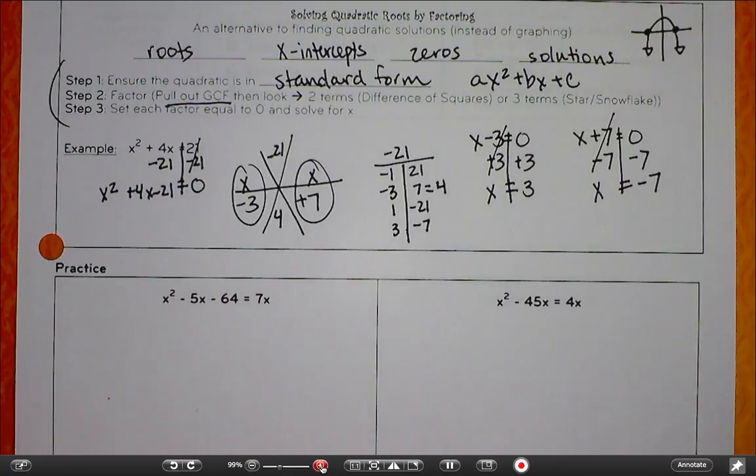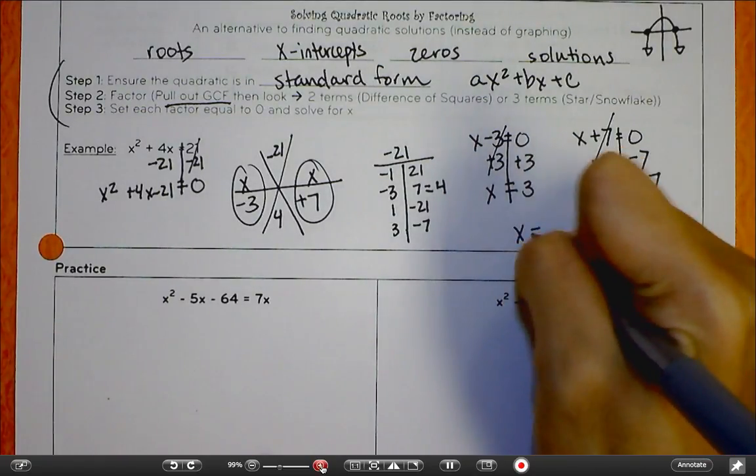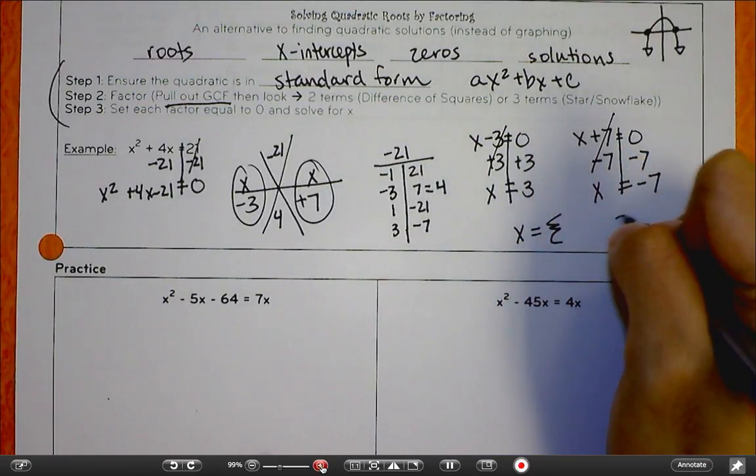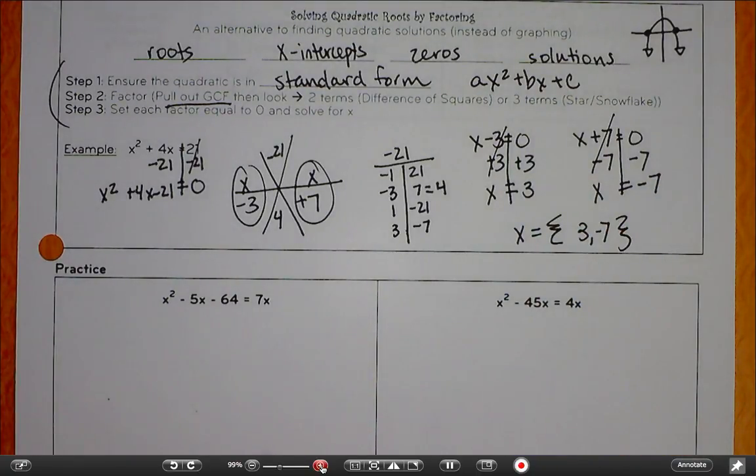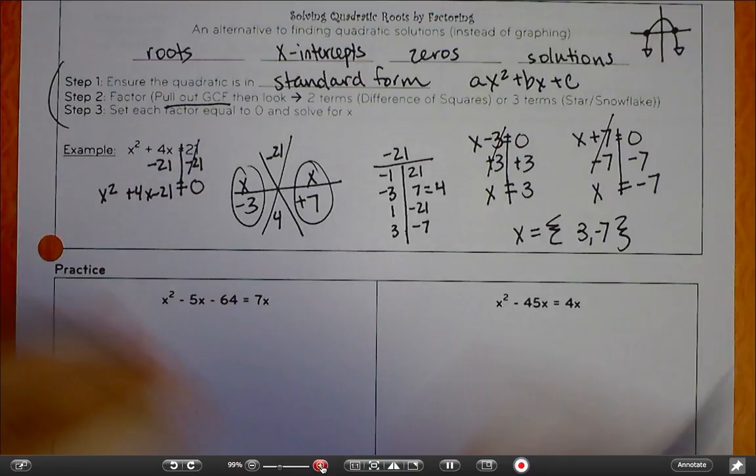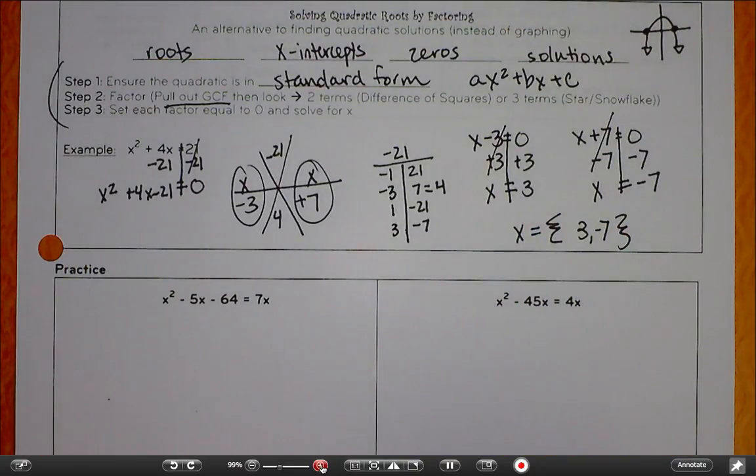Finally, put your answer, your solution set, into those fancy brackets. I have x equals, here's your fancy brackets, 3, then negative 7. That is my answer for the very first problem.